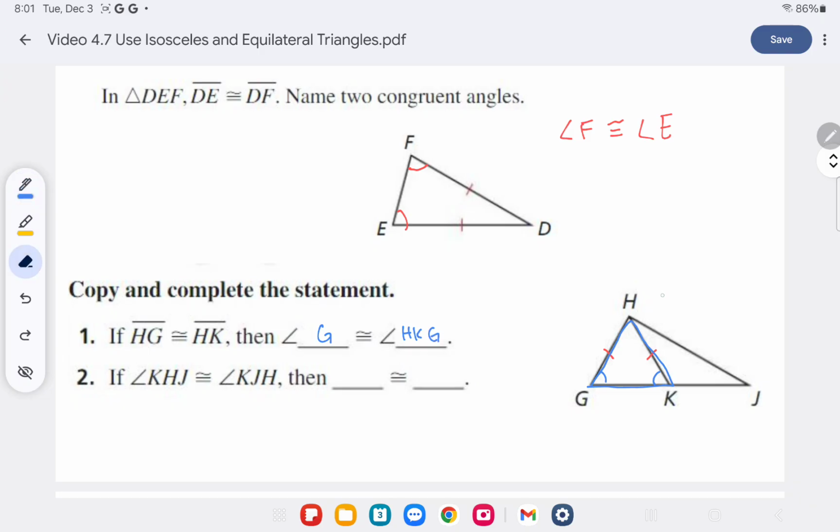All right, let me erase that so we can do the second part. If angle KHJ is congruent to angle KJH, then what two sides would be congruent? So two angles are congruent means that two sides are congruent. The side across from the H vertex is KJ, and the side across from the J, angle J, is HK.